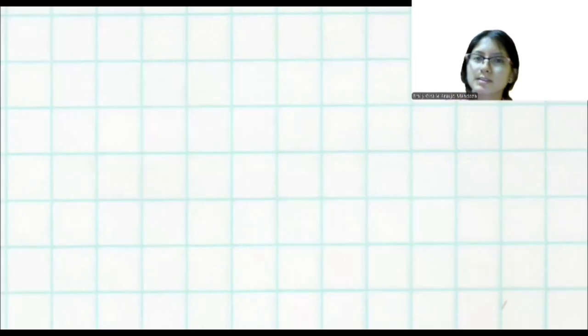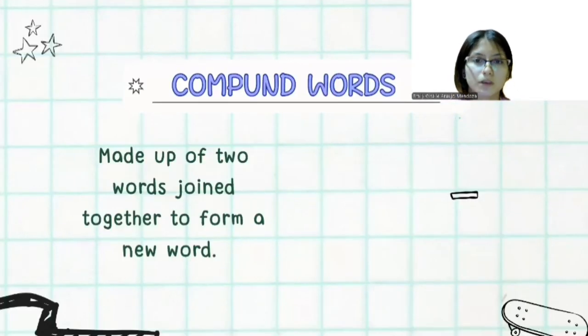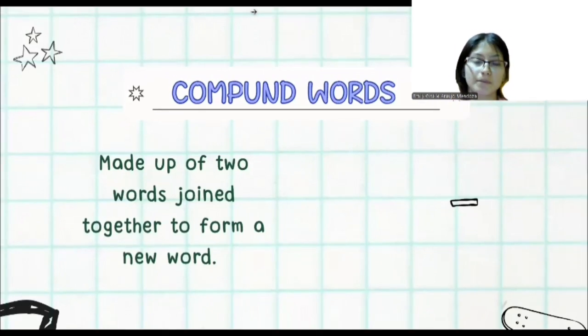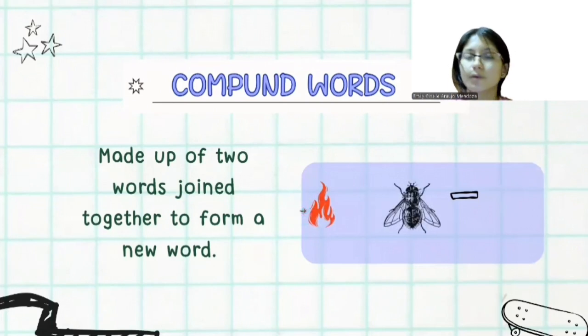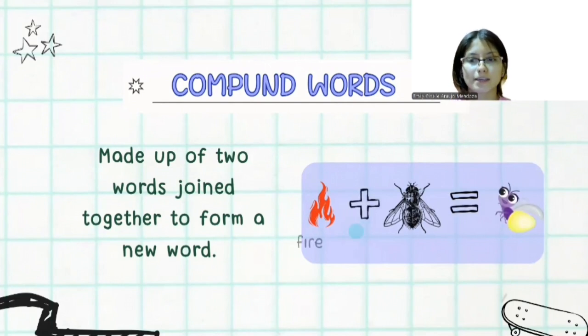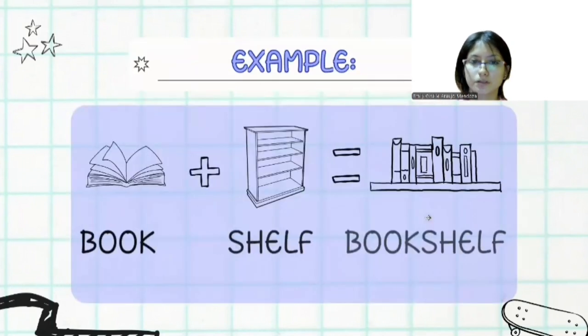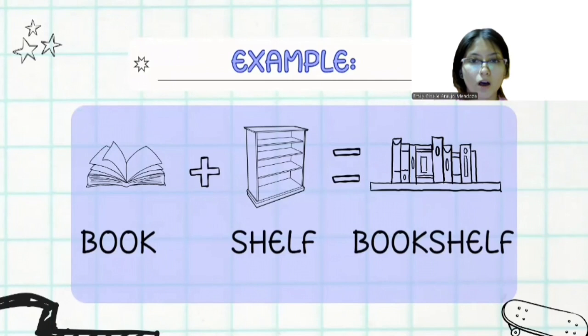The next topic is compound words. But first of all, what is a compound word? A compound word is made up of two words joined together to form a new word. For example, fire and fly. If we mix these words, we create a compound word, and this compound word is firefly. Another example is book plus shelf. If we mix them, we get the compound word bookshelf.